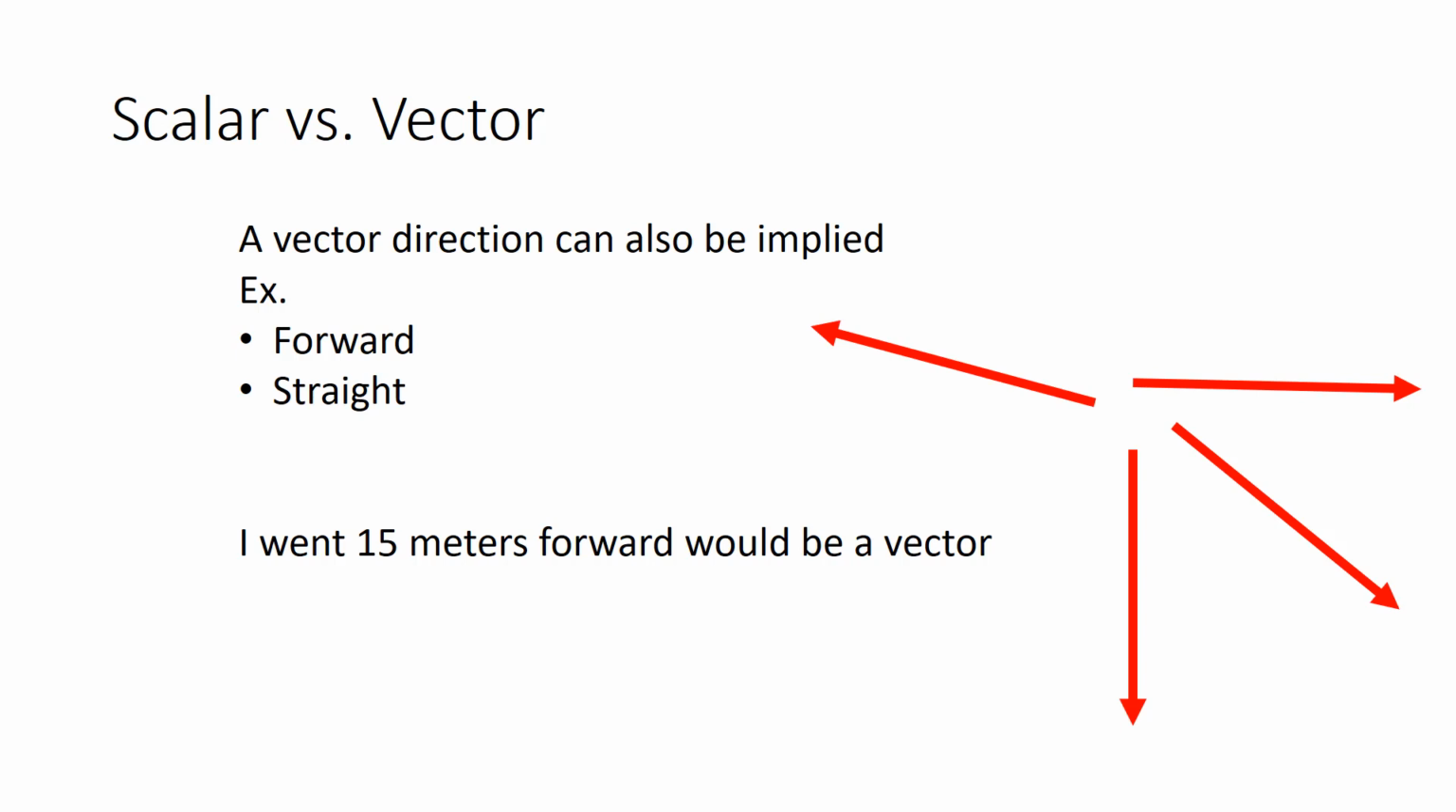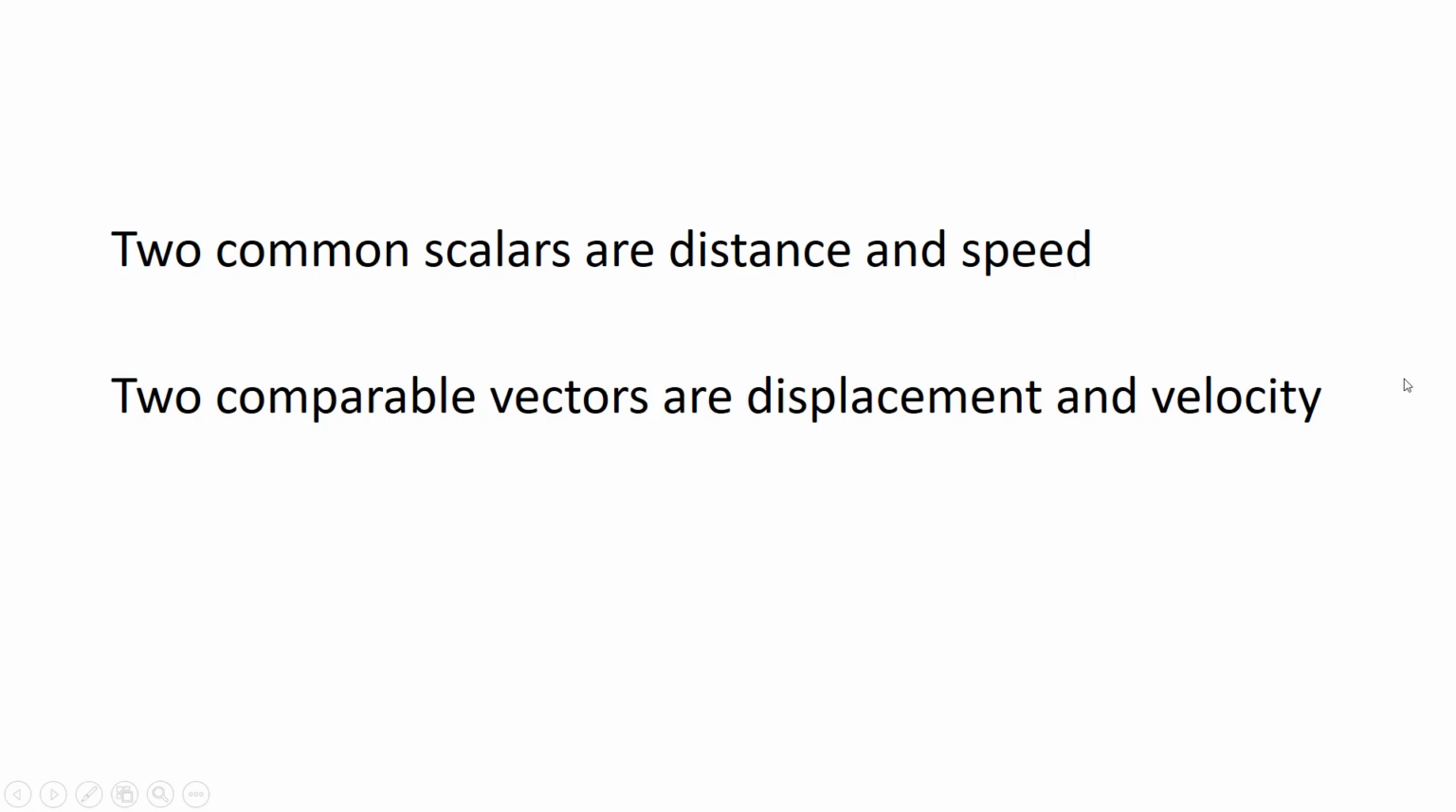I went 15 meters forward would be a vector. So any of these ones right here could be, let's pretend this is 15 meters long. This would be 15 meters, and here, that would be forward. That would be okay for a vector.